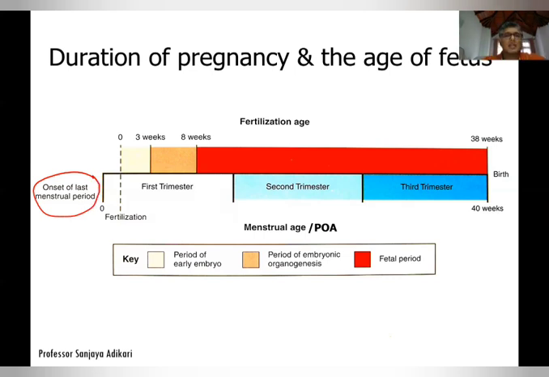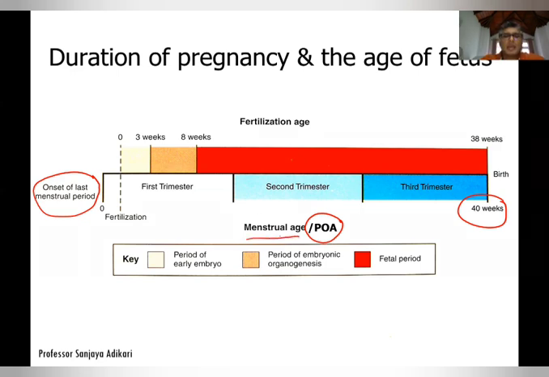So what the doctor does is write down that date, the onset of the last menstrual period, and subtract that date from today's date. So you get this period of amenorrhea. Amenorrhea is absence of menstruation, because now there is fertilization, there is no breakdown of the endometrium, so there are no periods. Since the doctor calculates this, you go by this 40 weeks. That is the time the baby is born. So that is the period of amenorrhea.